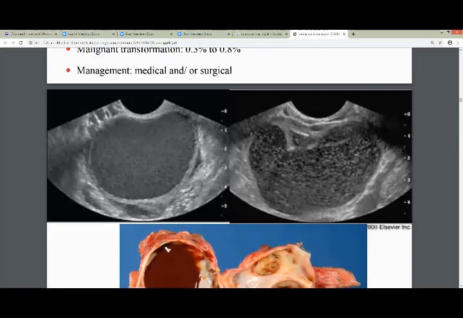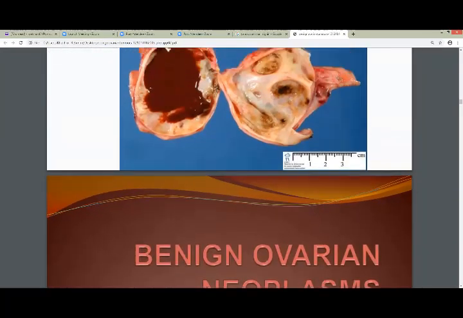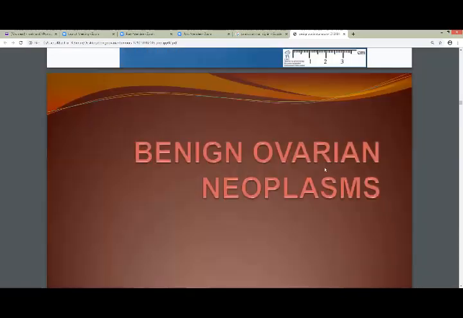Ground glass appearance on an ultrasound scan is not confirmatory, but most of the time it points towards endometriosis. As you saw before, for the clear cyst, how the ultrasound picture was, for the hemorrhagic cyst, how it was, and in cases of endometriosis, this is known as ground glass appearance. And this is how it looks on naked eye examination.